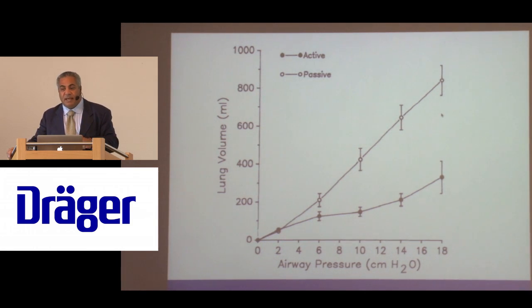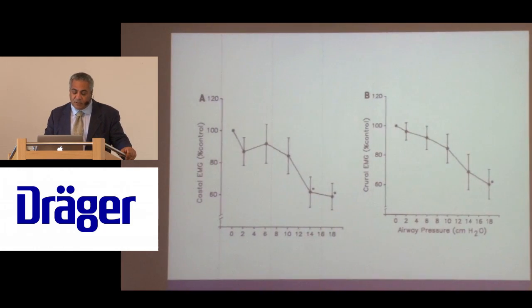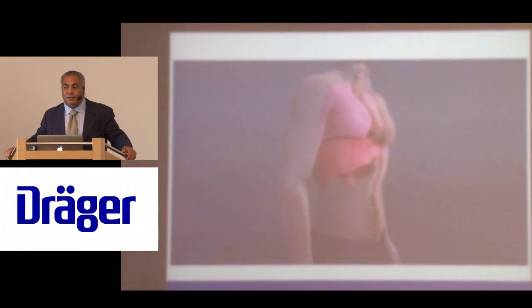Inspiration becomes passive and expiration becomes active. So if you put someone on CPAP and you achieve the right lung volume, what you'll see is they will not make an inspiratory effort. They'll use their abdominal muscles to control their lung volume. And this in the old literature is collectively called defending your lung volume.